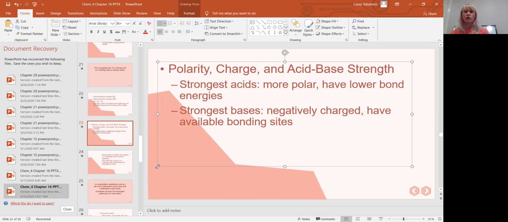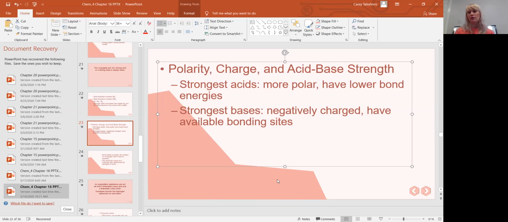So polarity plays a role in how weak or strong an acid or base is. So the strongest acids have more polar bonds. The strongest bases have these bonding sites that are more negatively charged. All right. So remember, the idea of a base is it wants to readily donate that proton.